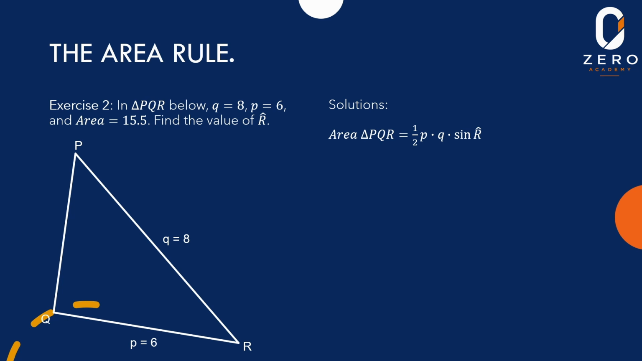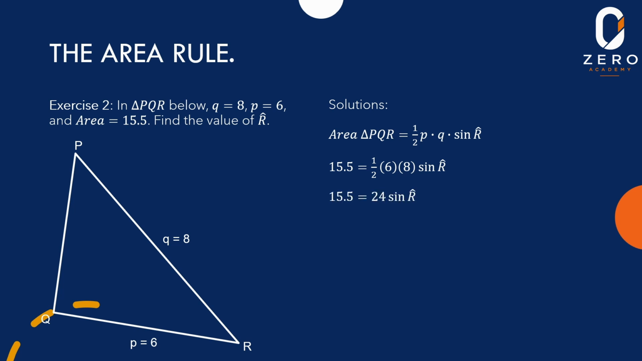That is half of two sides multiplied by the sine of the angle in between them. That is, area of triangle PQR is equal to 1 over 2 P multiplied by Q multiplied by sine of angle R. And substituting in that, I will have 15.5, which is my area, is equal to 1 over 2 multiplied by 6 multiplied by 8, which are my sides, multiplied by sine of angle R.